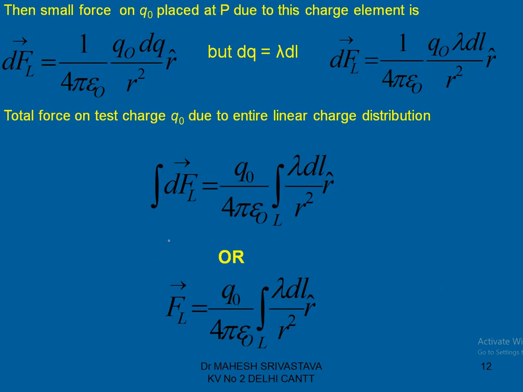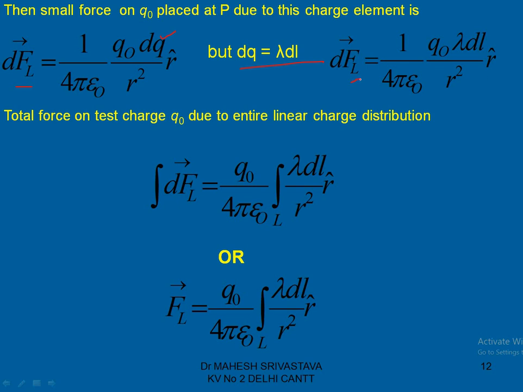Apply Coulomb's law, then dF_L vector equals 1 upon 4 pi epsilon naught q naught dq upon r square r cap. This is the force on test charge q naught due to the small charge dq. But dq equals lambda dl. Substituting this value in place of dq, the expression becomes dF_L vector equals 1 upon 4 pi epsilon naught q naught lambda dl upon r square r cap.